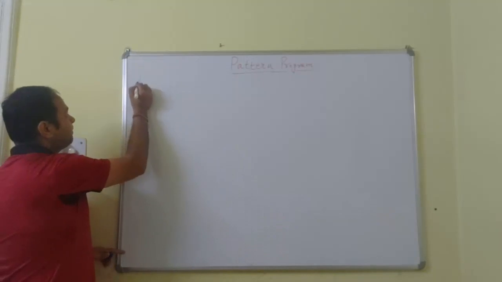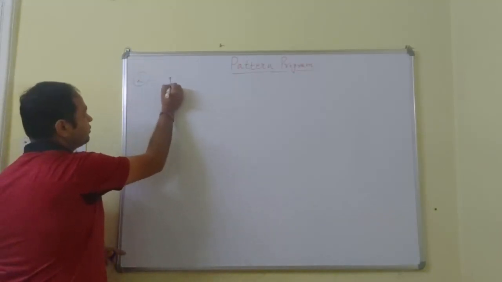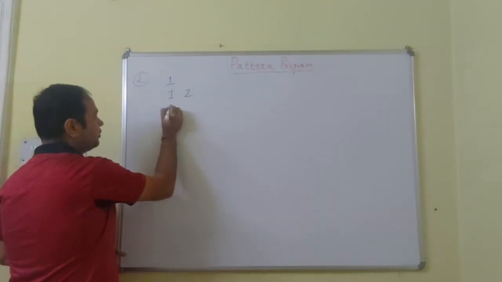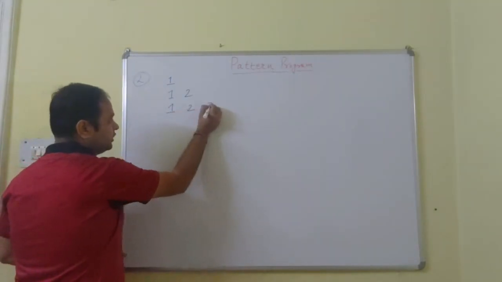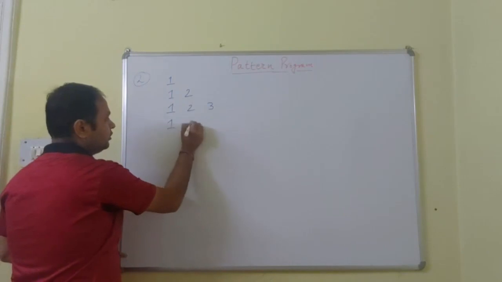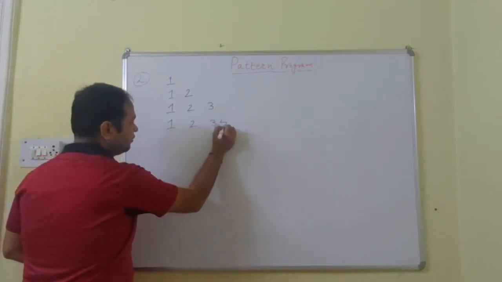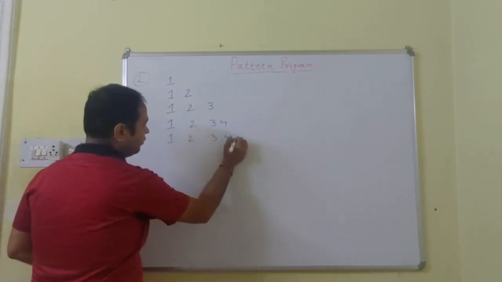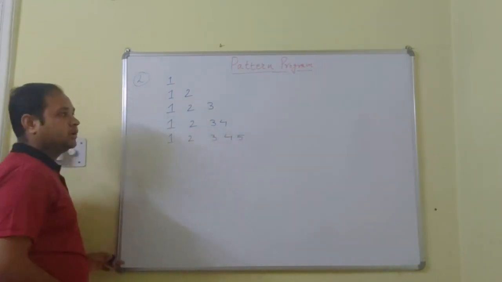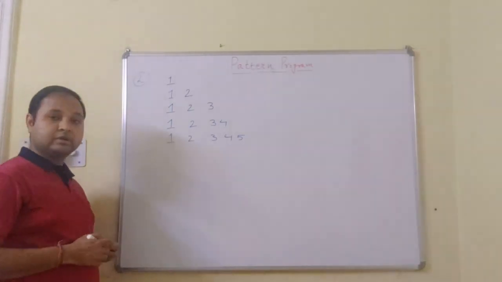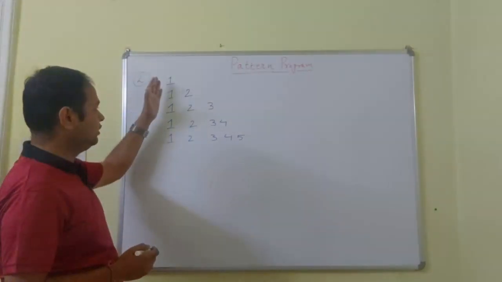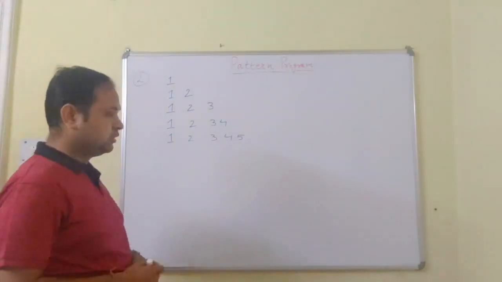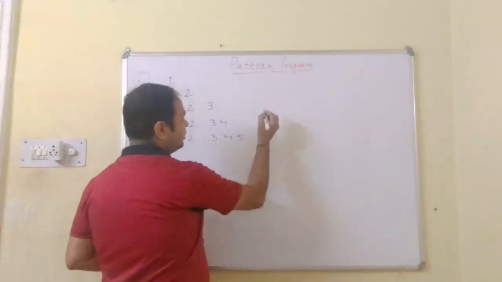Second program is 1, 1 2, 1 2 3, 1 2 3 4, 1 2 3 4 5. Now you can see that I've replaced the star with these values: 1, then 1 2, then 1 2 3, 1 2 3 4, 1 2 3 4 5. Now the program will go like this.